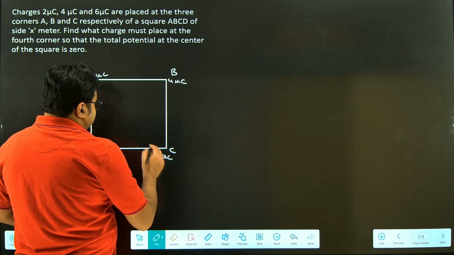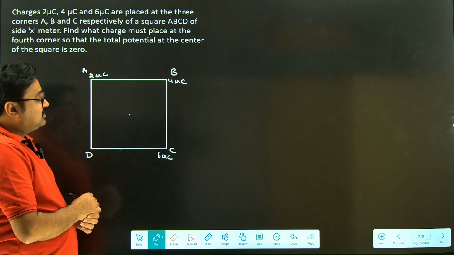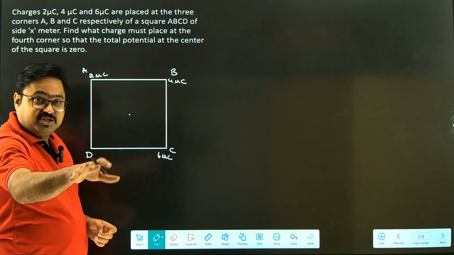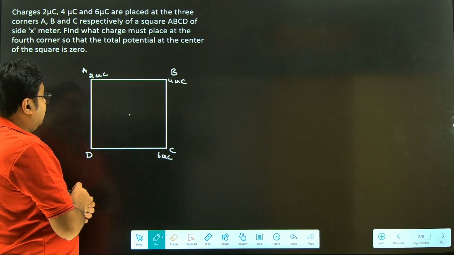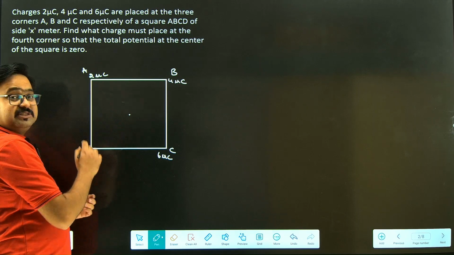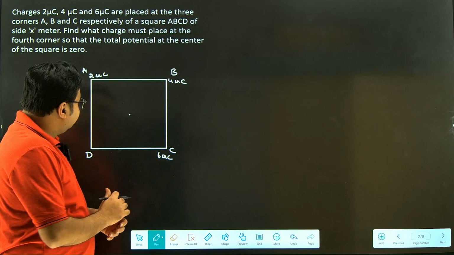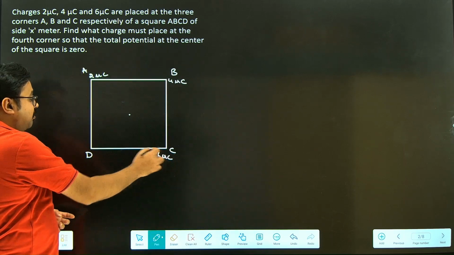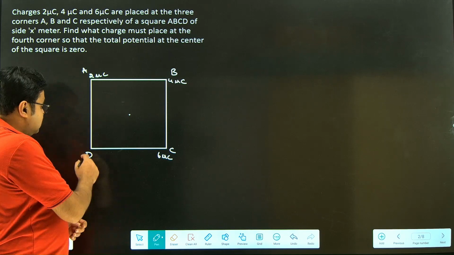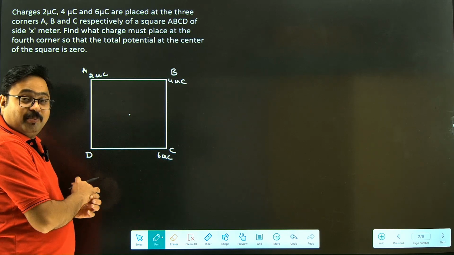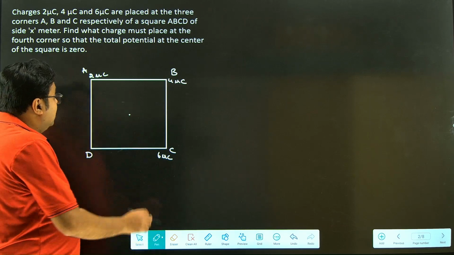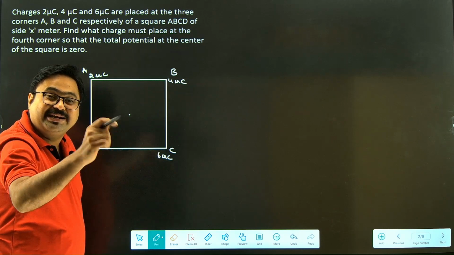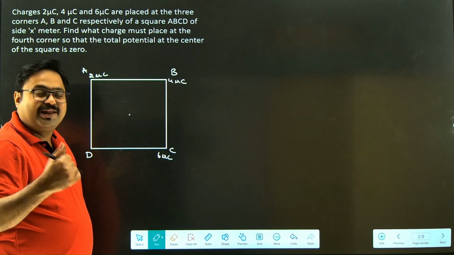So let's assume that here is where the center of the square is, and the potential at that point is supposed to be 0. Obviously, positive charges at any point will produce a positive potential and negative charges would produce negative potentials. But these are all positive charges. So there must be some negative charge that is producing a potential at the center equal to the sum of all the potentials produced at that point due to charges kept at A, B and C. That's all the logic is.